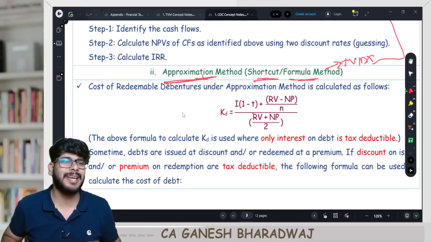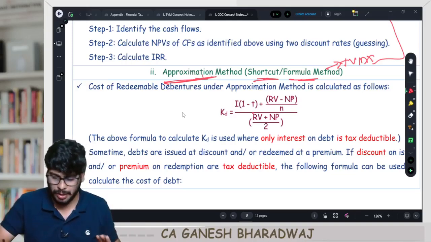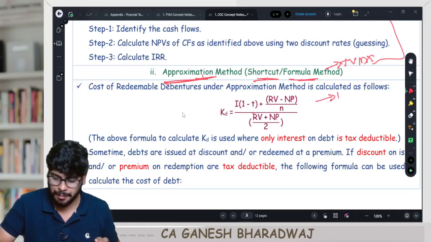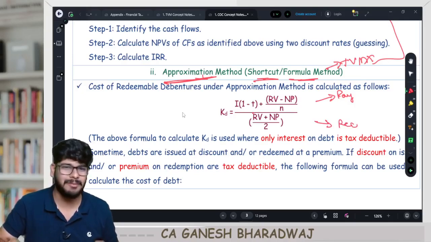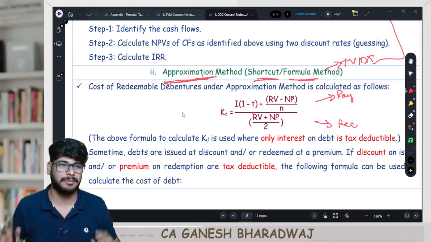Now, what has happened here? I just told you KD calculation, cost calculation is what? Numerator, from the viewpoint of the company, what I pay. Denominator computation, what I receive. Correct? No? Logically, you think.